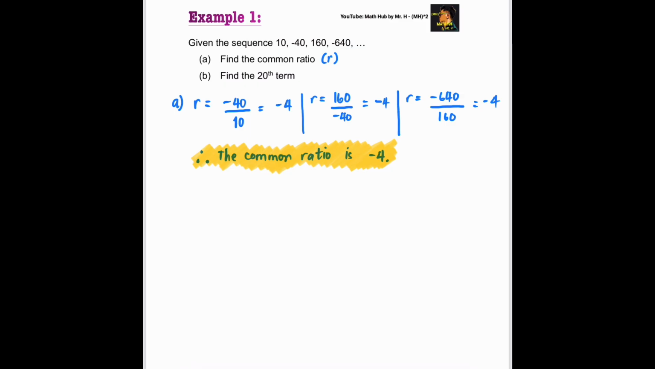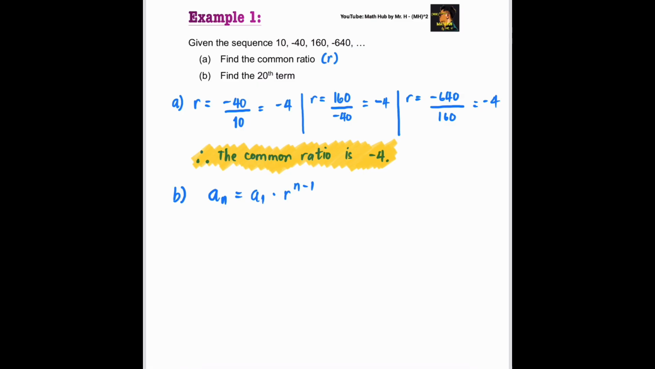And we move on to question 1B. So we are asked to find the 20th term. And for this question, we will be applying this formula. A sub n equals A sub 1 times R to the power of n minus 1. All right, so A sub n is the nth term. A sub 1 is the first term of the given sequence, which is 10. R is the common ratio, which we already found in question 1A. And n is the term position.